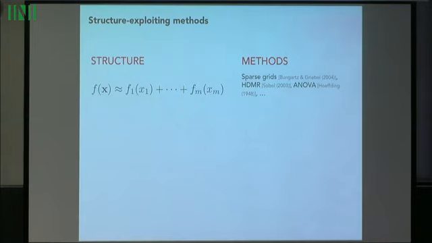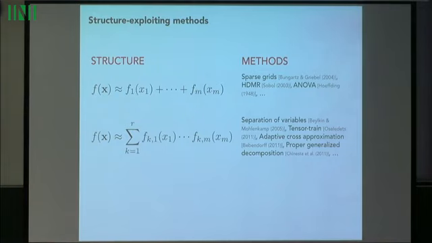High-dimensional model representation, things based on ANOVA decomposition. If you're integrating, Latin hypercube tends to work really well in this type of setting. If your function can be well represented by a sum of products of univariate functions, where the number of terms in this sum is relatively small, this is low-rank structure. Methods based on separation of variables, or tensor train, or adaptive cross approximation, or proper generalized decomposition tend to work really well if you have this type of structure.